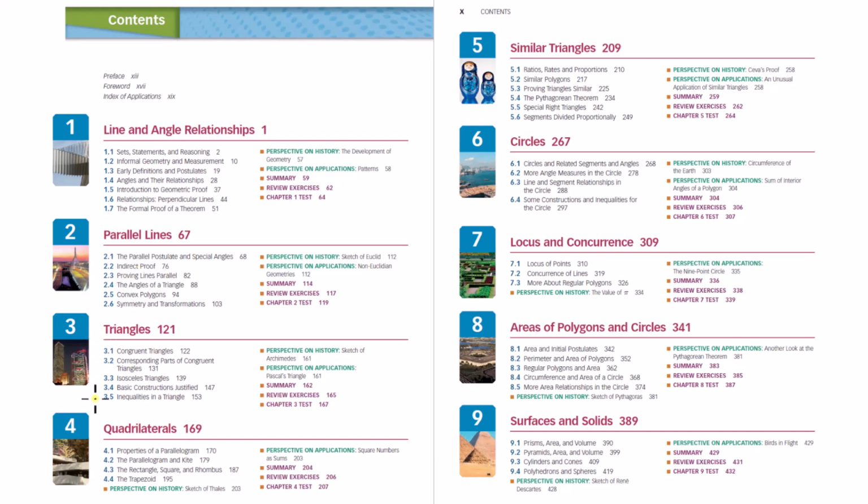Okay, then chapter 3, we start talking about triangles. So what makes triangles congruent? What are the different types of triangles, isosceles, etc.? Okay, chapter 4, quadrilaterals. So four-sided figures. What are the different types of quadrilaterals? The angles within quadrilaterals, relationships between quadrilaterals, etc. Okay, chapter 5, similar triangles. Similar triangles come up a lot in calculus, but even in engineering.